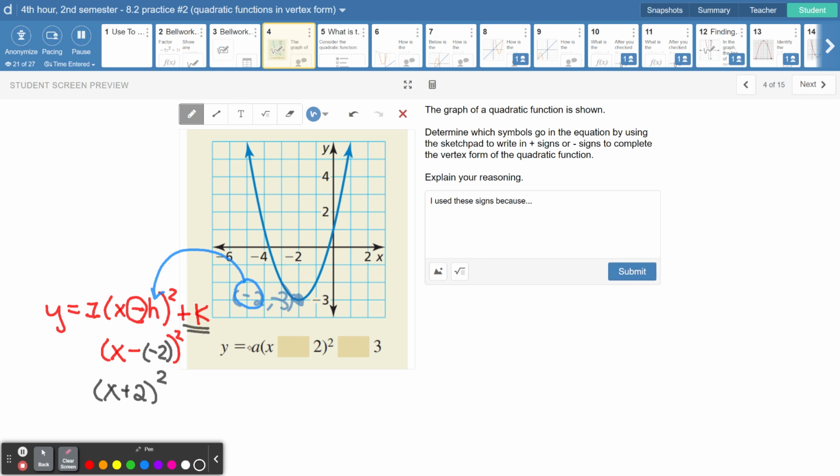Now notice the k, it's just hanging on the side. So it's really minus 3. And you can put that 1 or you can put a, it doesn't matter. So you should really have a plus 2 and a minus 3.